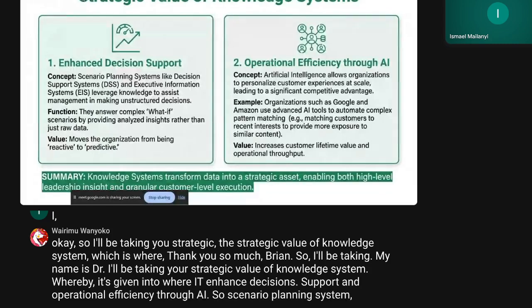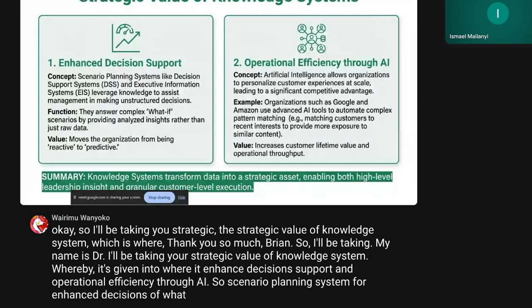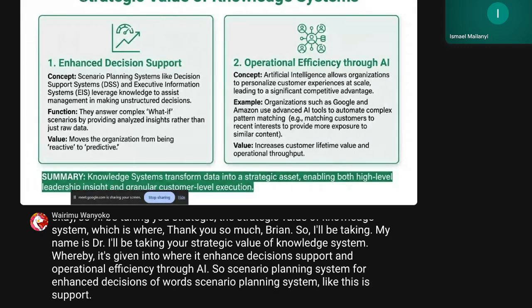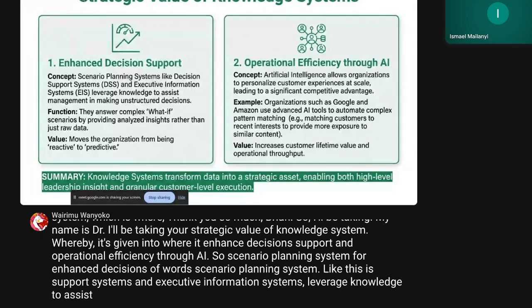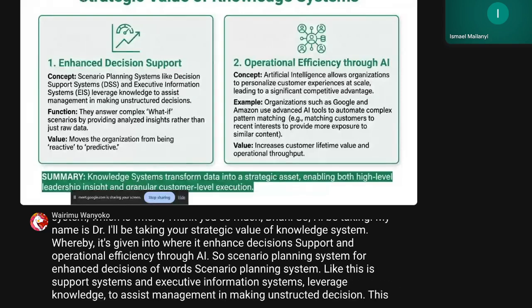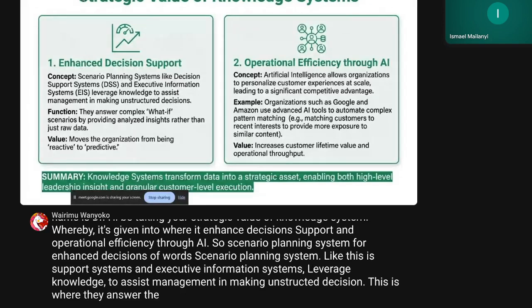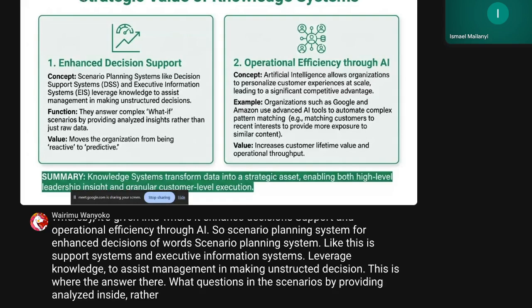Scenario planning systems like decision support systems and executive information systems leverage knowledge to assist management in making unstructured decisions. This is where they answer the what-if questions and scenarios by providing analyzed insights rather than just raw data. The value is it moves the organization from a reactive to a predictive strategy.